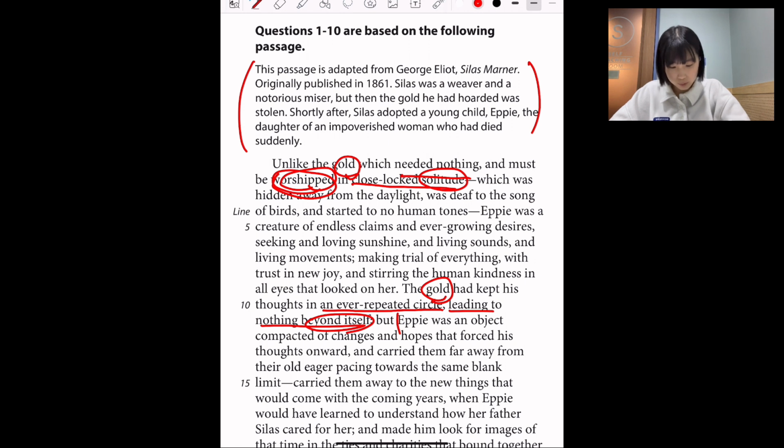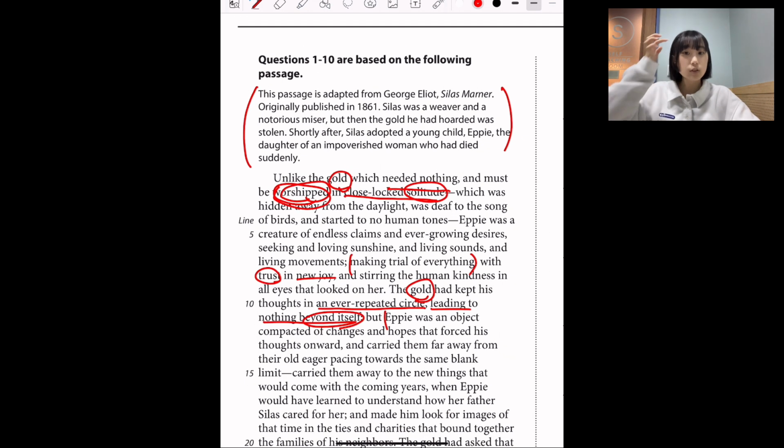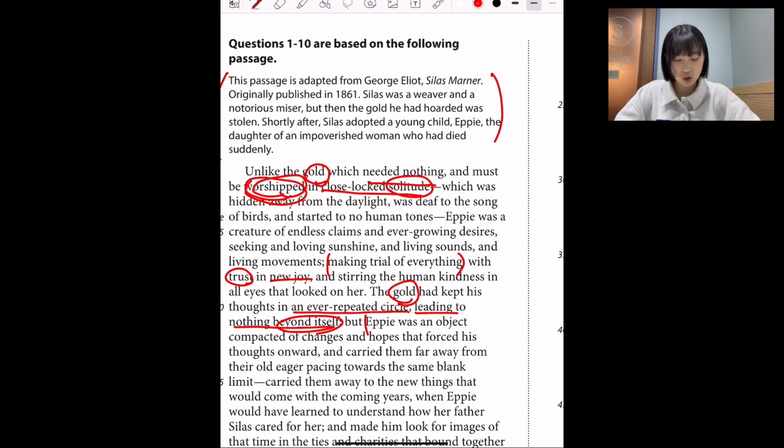Living sounds and living movements, making trial of everything with trust and new joy, and stirring the human kindness in all eyes that look on her. Now this is a matter of connotations and implications, just looking at the nuance of the sentence itself, making trial of everything.